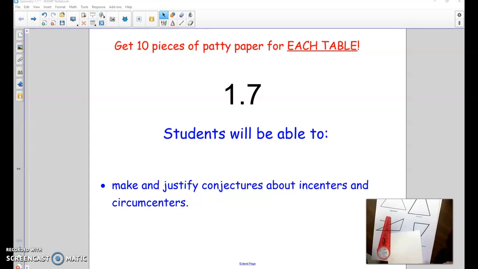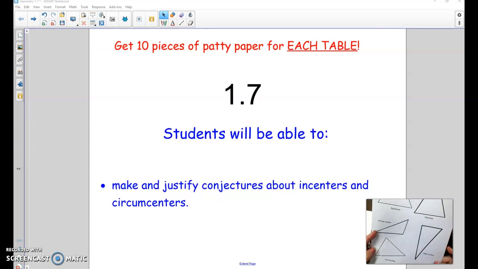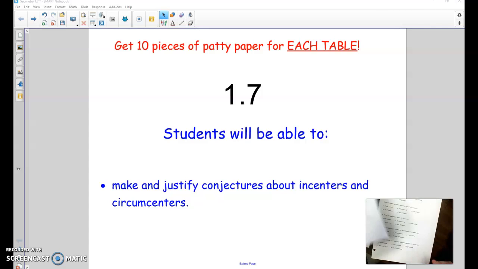Now, for this activity or this block, you're going to need several supplies. You're going to need 10 sheets of patty paper. You're going to need your compass or something to use as a straight edge. And attached in your Google Classroom for this block, you have a paper entitled Triangles You Need for this lesson. So you need these triangles. You'll also need your notes, of course, to refer to too.